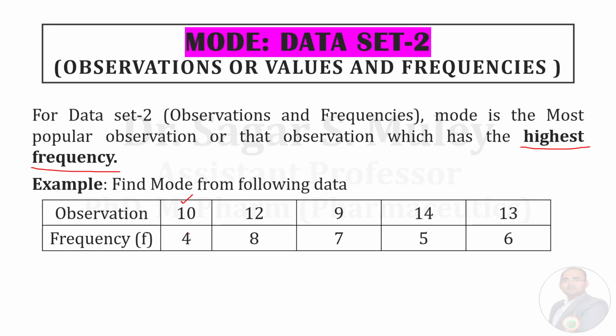So first observation is 10, its frequency is 4. Second observation is 12, its frequency is 8. Likewise, observation and frequencies are given. Simply the observation or value which has the highest frequency, that observation is our mode. So in this case, the second observation, that is 12, it has the highest frequency amongst the all.